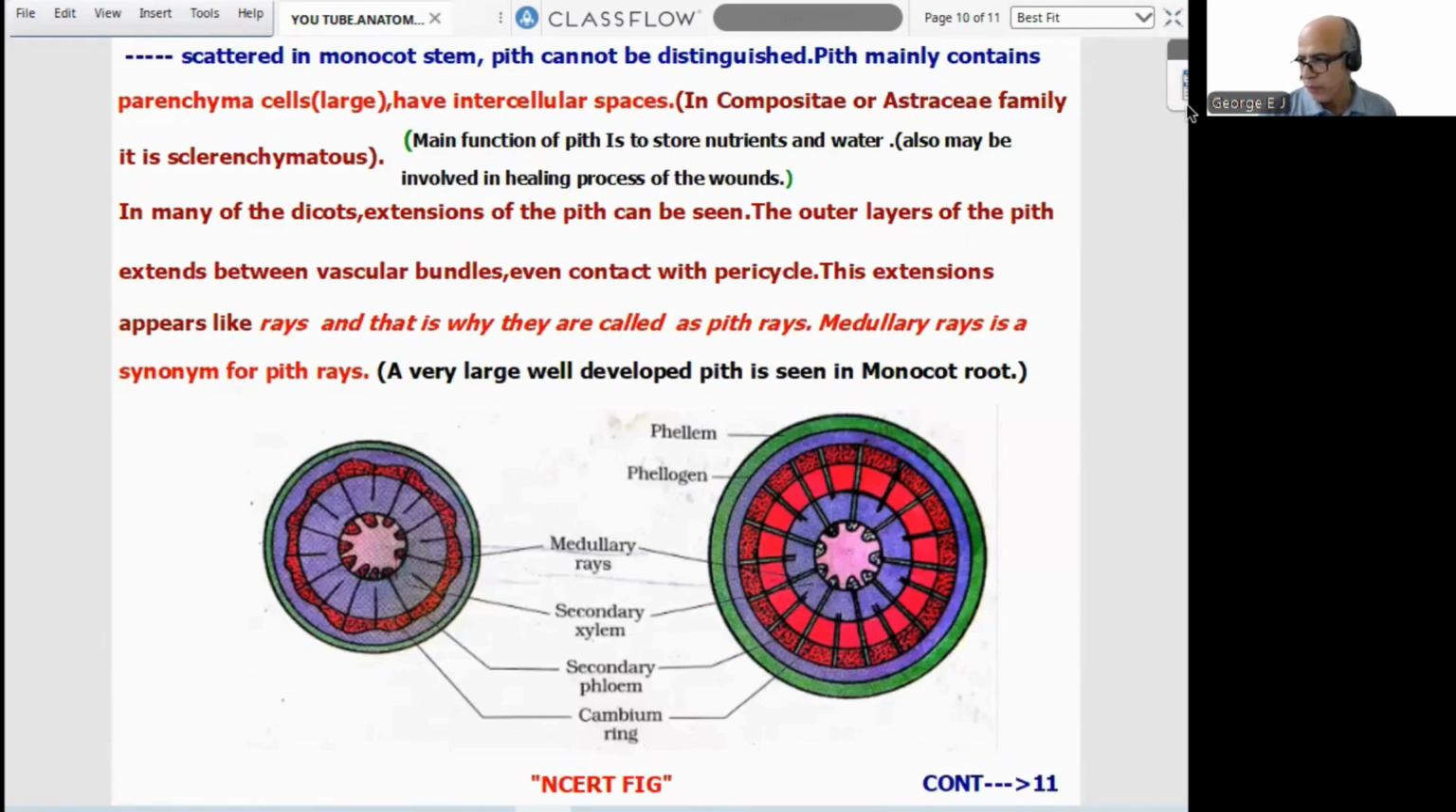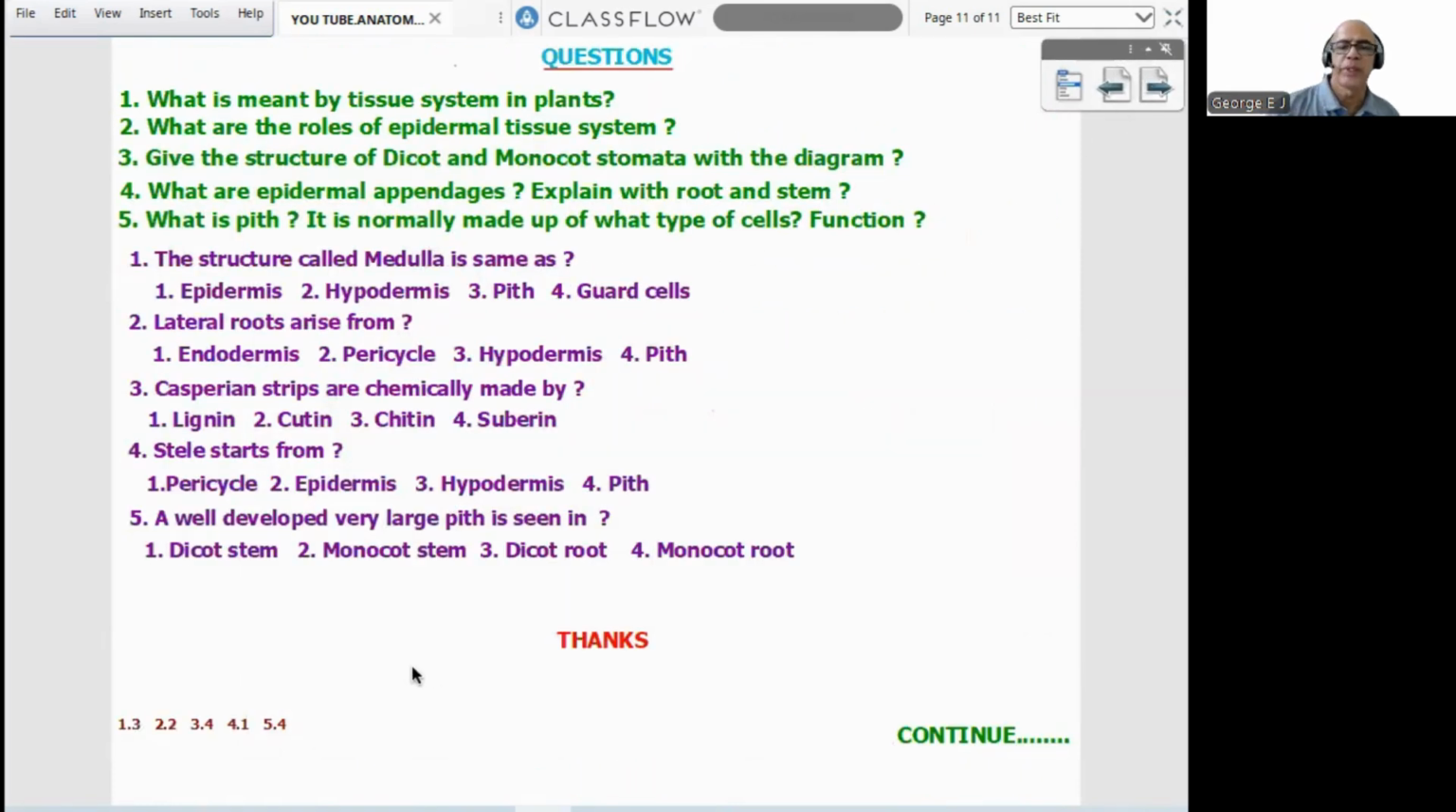Then after that, you can find 5 theory questions and 5 NEET model questions with the key.